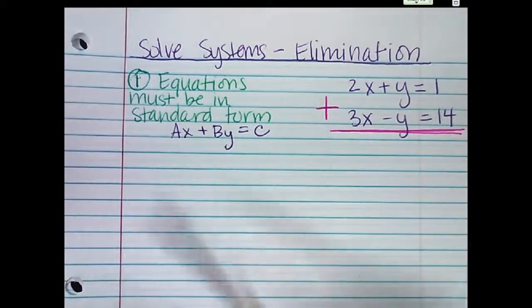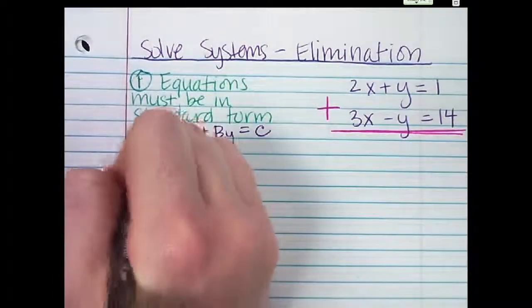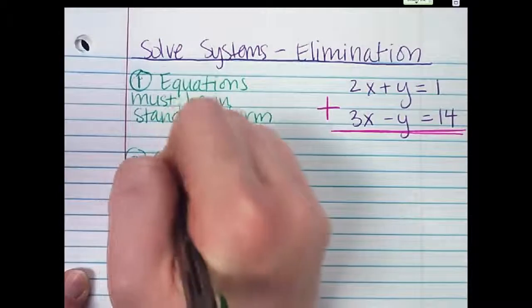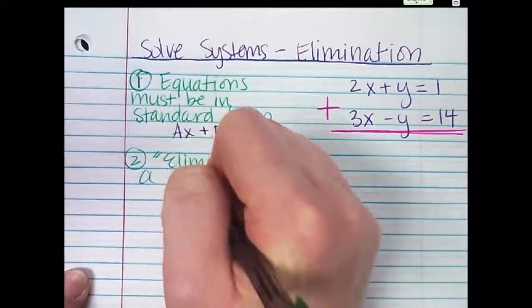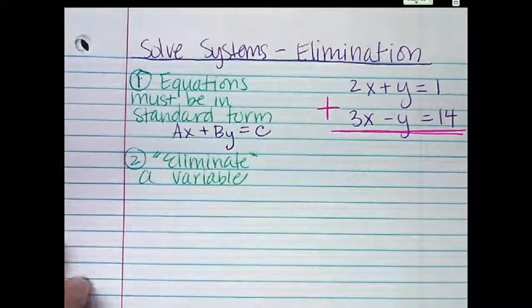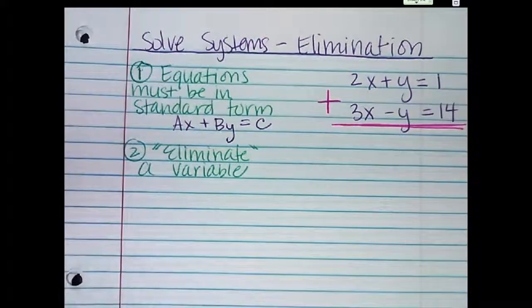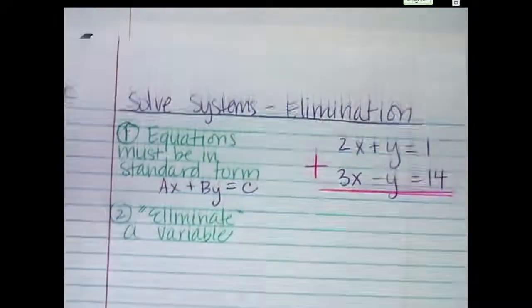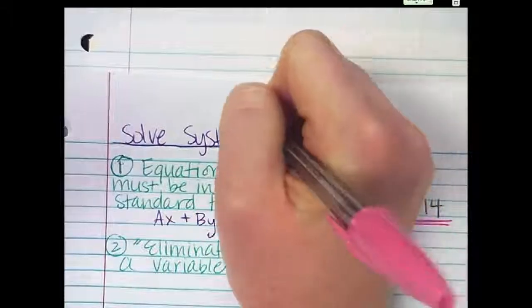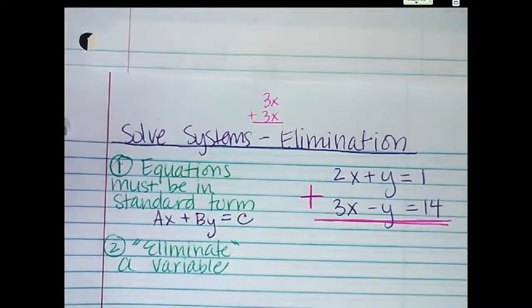Okay, so then the second step, because ours are already in standard form, here's where we want to eliminate a variable. So to eliminate something, let's look at this. If I have 3x plus 3x, what would that give me? 6x. So did the x go away? No, it didn't. How would I make it go away?